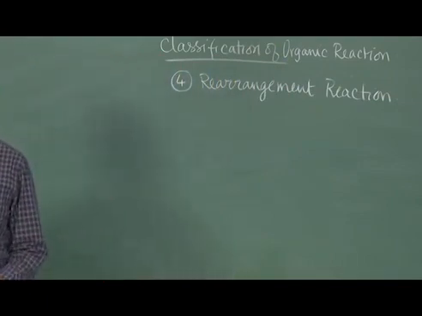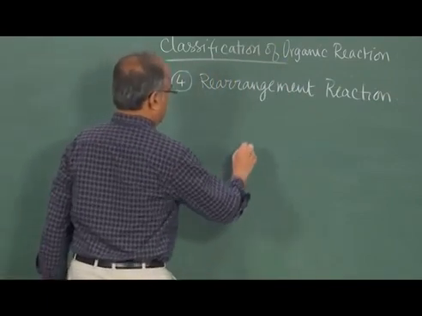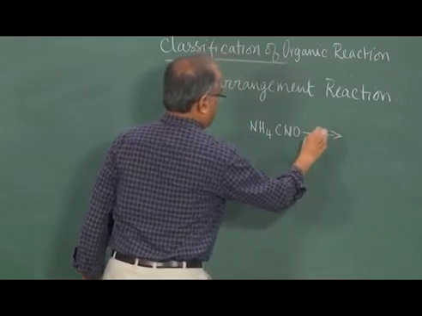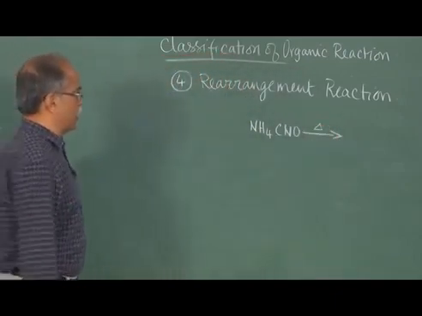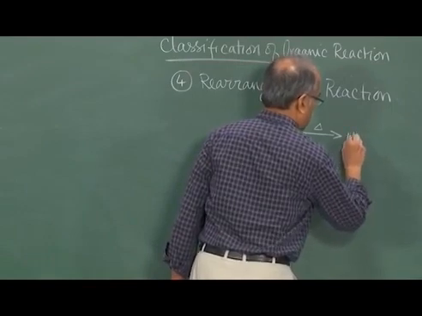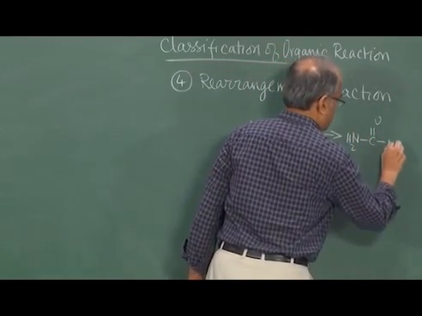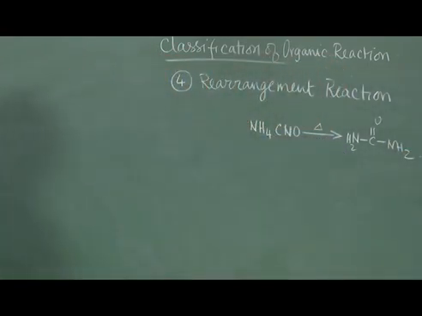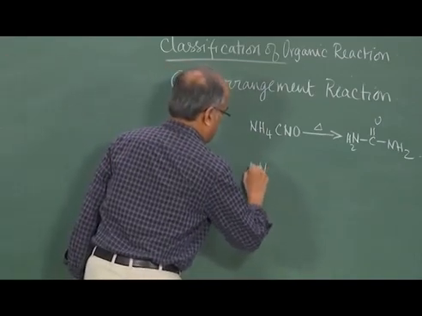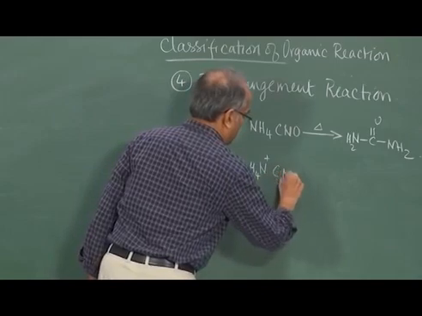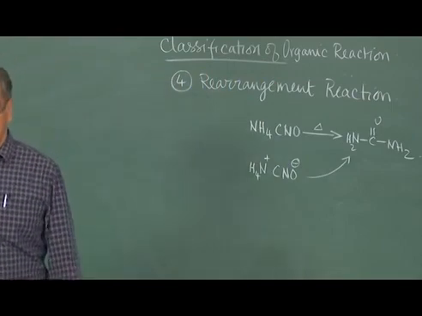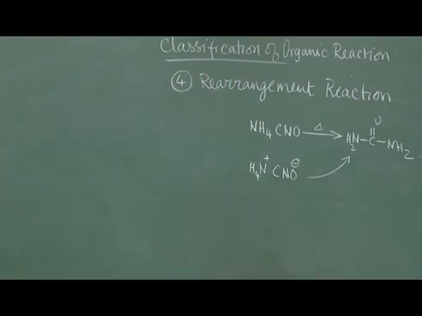If you look at Wohler's synthesis of urea, that is a fine example of a rearrangement reaction. Ammonium cyanate, on heating, undergoes rearrangement to give urea as the product. This is probably the very first rearrangement reaction that is known. Initially, you have ammonium cyanate, which is an ionic substance, undergoing rearrangement to give an organic substrate, a neutral compound, which is urea. This is an example of a rearrangement reaction.